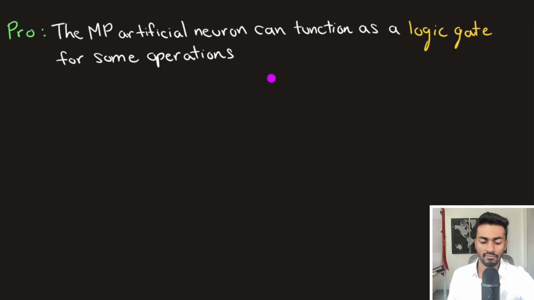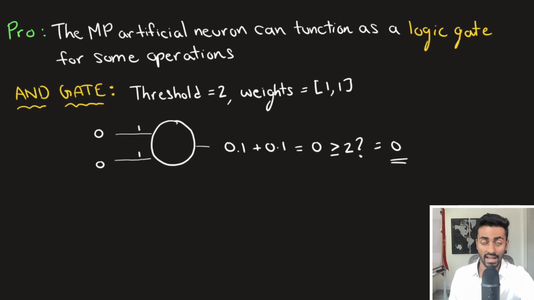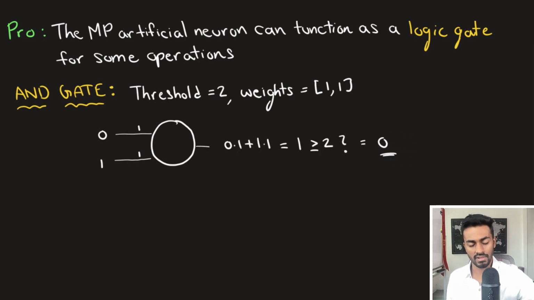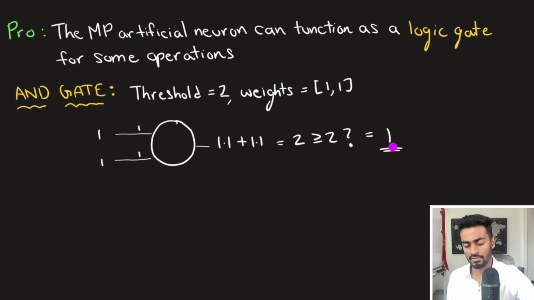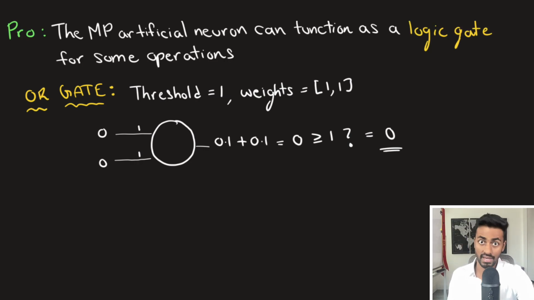So a pro of this is that the artificial neuron can function as a logic gate and do propositional logic. What I mean by that is, let's say we want to do an AND gate. We can fix a threshold as 2, set the weights to be 1 and 1 for 2 inputs. And we can input 0 and 0 with the weights and threshold, do some calculation, and then you get 0. Similarly, 0 and 1, you get 0. 1 and 0, you get 0. And then 1 and 1, you get 1. So we can use this neuron alone to function as an AND gate. Similarly, we can do the same to make it function as an OR gate.